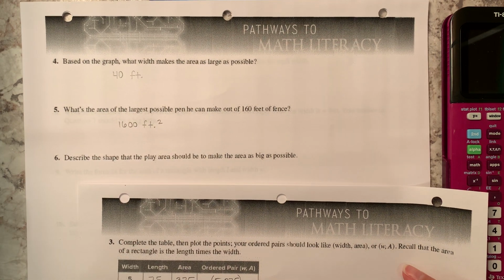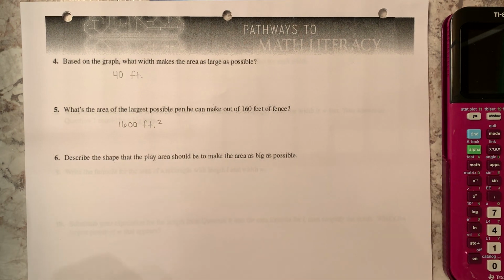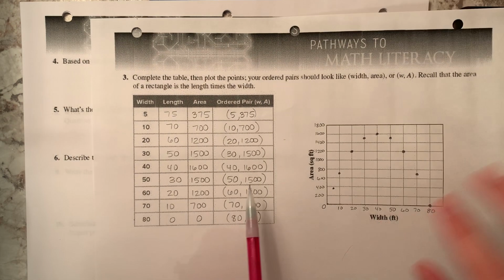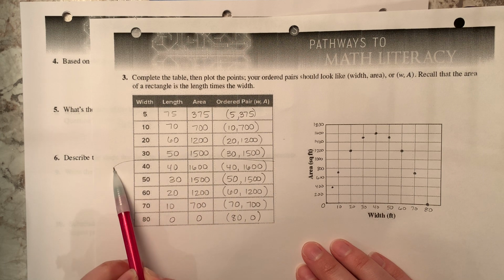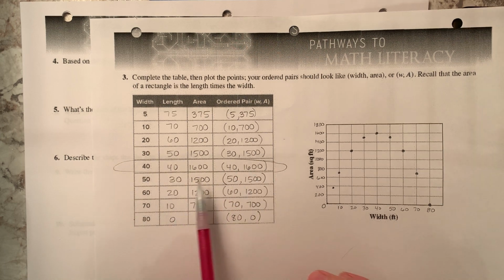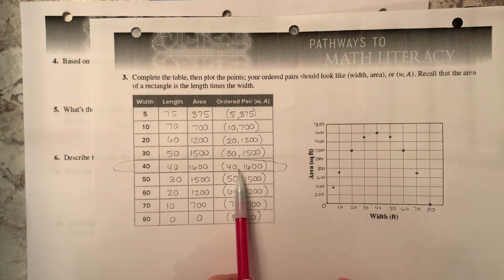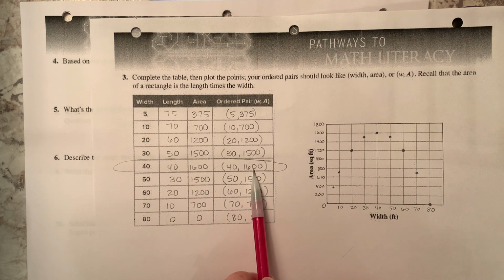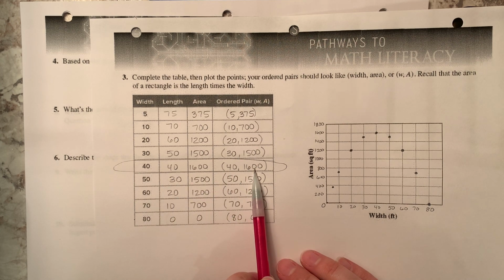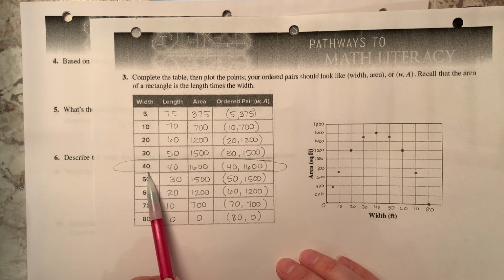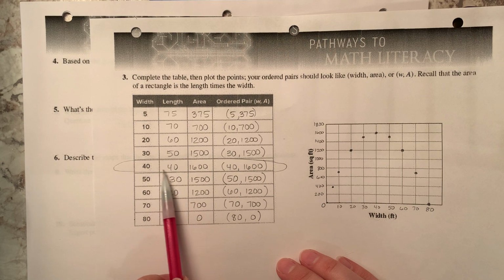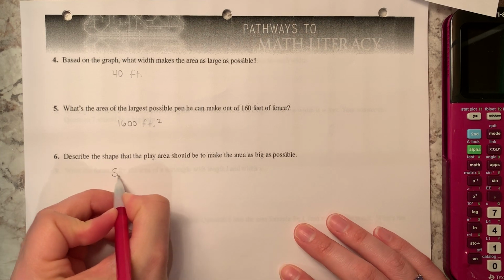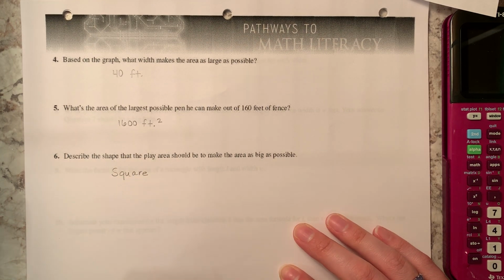Okay, and that's feet squared. Describe the shape that the play area should be to make the area as big as possible. So if we're looking at this large one here, in fact, I'm going to circle it to highlight it. This is what he ultimately wants to build because it gives his dog the most area to run around. If we're looking at the width and the length, what kind of shape is that? Well, because the width and the length are the same, it's no longer a rectangle, it's actually a square. So I'm going to write square here.